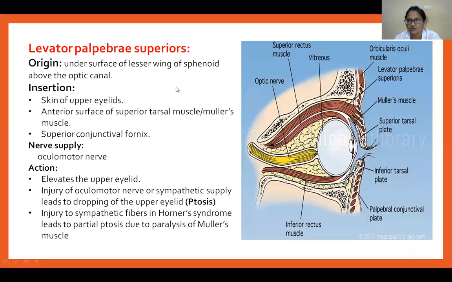First we are going to discuss the levator palpebrae superioris. This is a superficial muscle. Where is it present? It is present in the roof of the orbit.